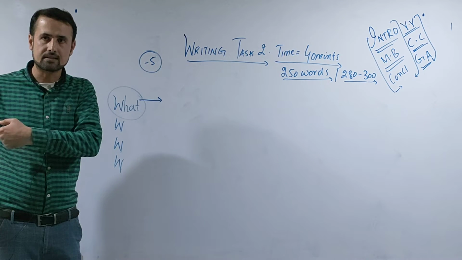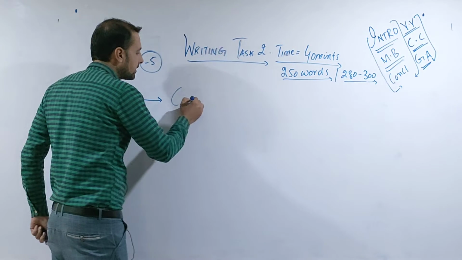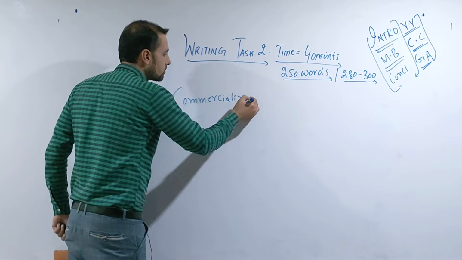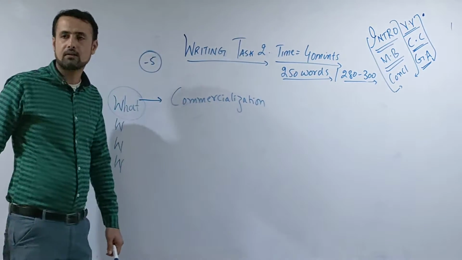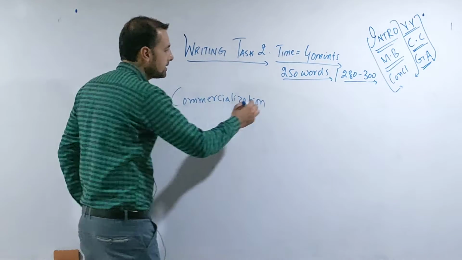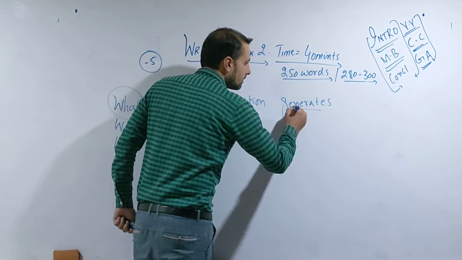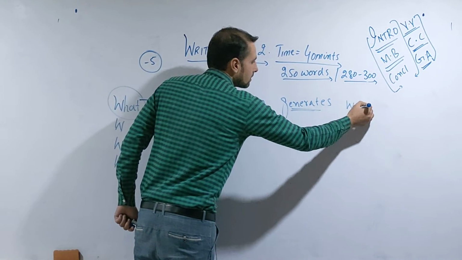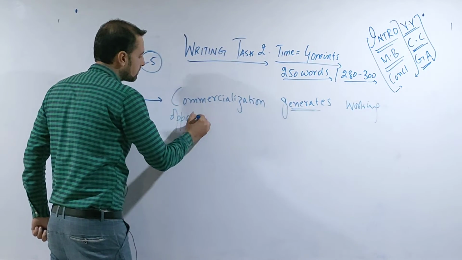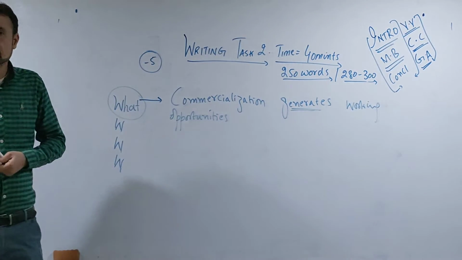We came to know that the topic is about advertisement, and they say advertisement is considered to be a pack of lies, yet it creates jobs and employment. So instead of writing advertisement again, you are supposed to bring a synonym for that. Let's say you use the word commercialization. Now you have brought vocab variation. Commercialization generates working opportunities.